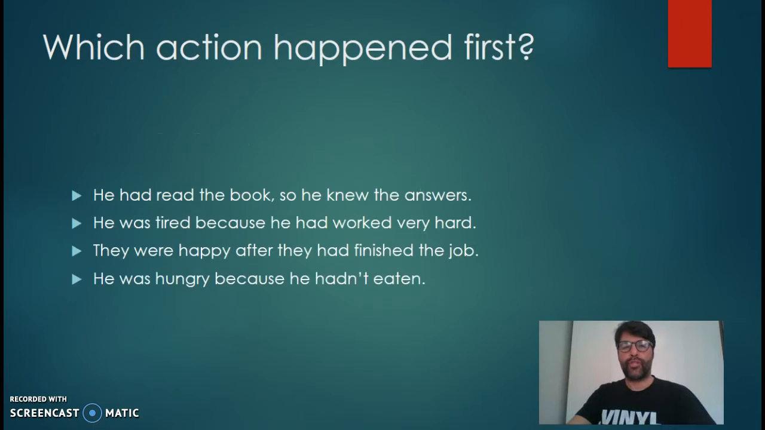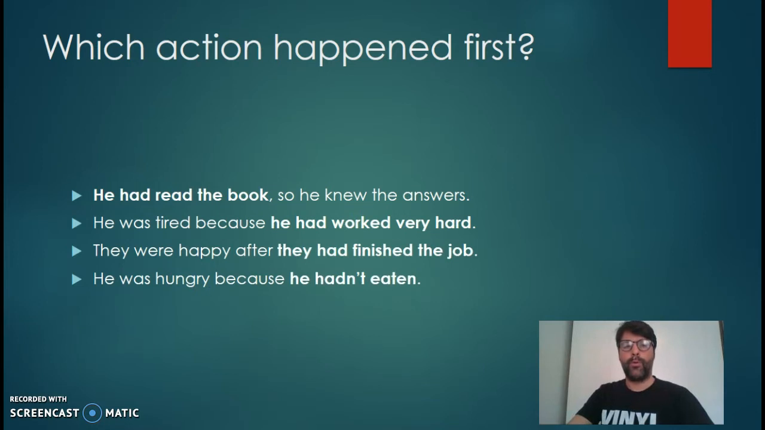Some other examples. Which action happened first? He had read the book, so he knew the answers. He was tired because he had worked very hard. They were happy after they had finished the job, and he was hungry because he hadn't eaten. You can pause this video and look at these sentences again and then make a guess. And then continue.